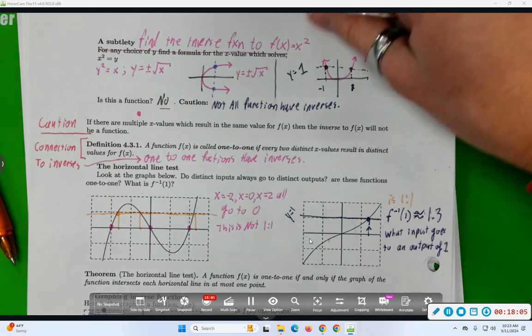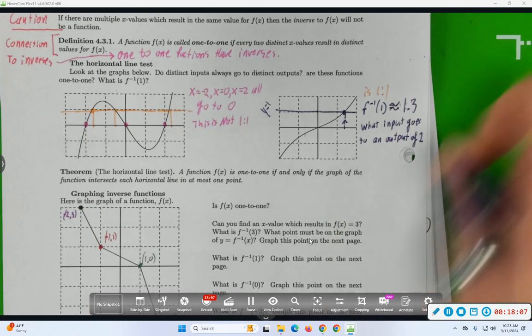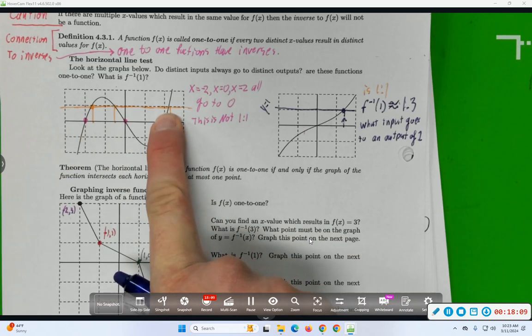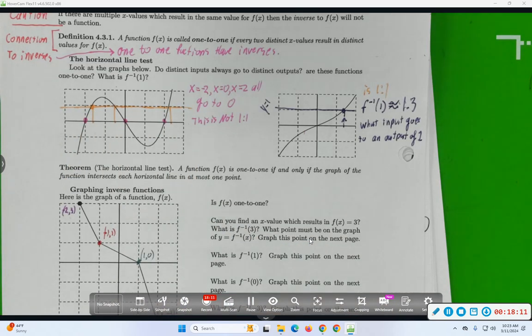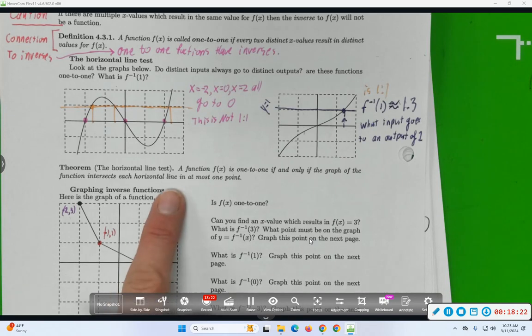All right. So, motivated by this, a function is not one-to-one if you can draw a horizontal line and it hits the graph in more than one point. Because the different points that it hits the graph in will give you different inputs that all go to the same output. The horizontal line test says that a function f is one-to-one if and only if so.